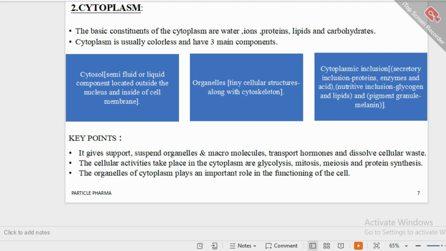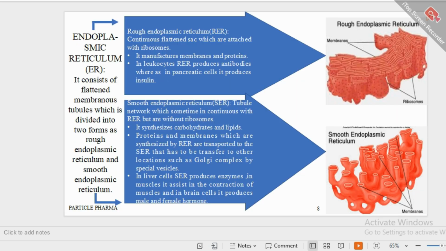Next subcellular organelle we will be seeing is the endoplasmic reticulum. We have already discussed that the endoplasmic reticulum is of two types, rough endoplasmic reticulum and smooth endoplasmic reticulum. The difference between them is the presence of ribosomes on the rough endoplasmic reticulum. Wherever ribosomes are there, there will be production of proteins. The rough endoplasmic reticulum produces proteins along with membranes. In leukocytes, it produces antibodies, whereas in pancreatic cells, it produces insulin.